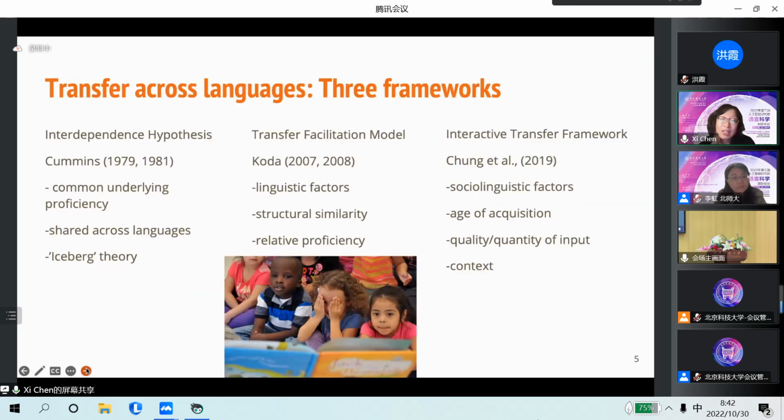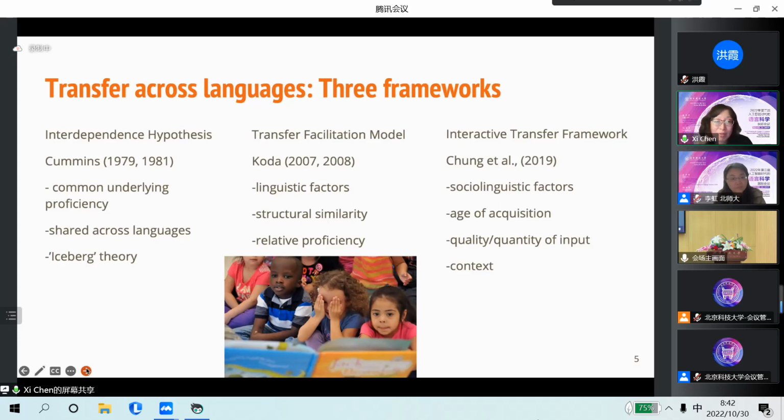Okay, so the participants of my study were bilingual children. The data was collected in Canada, and these children were English-French bilinguals. We were also interested in whether syntactic awareness measured in children's first language will support reading comprehension in their second language. In bilingual studies, we call this phenomenon cross-language transfer.